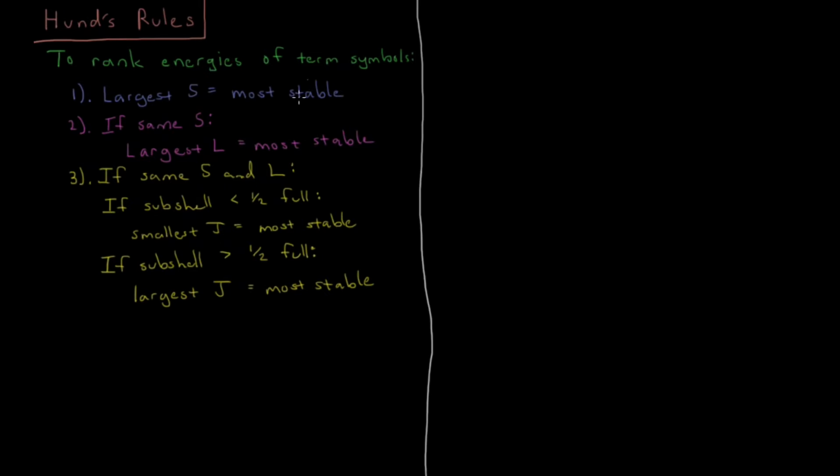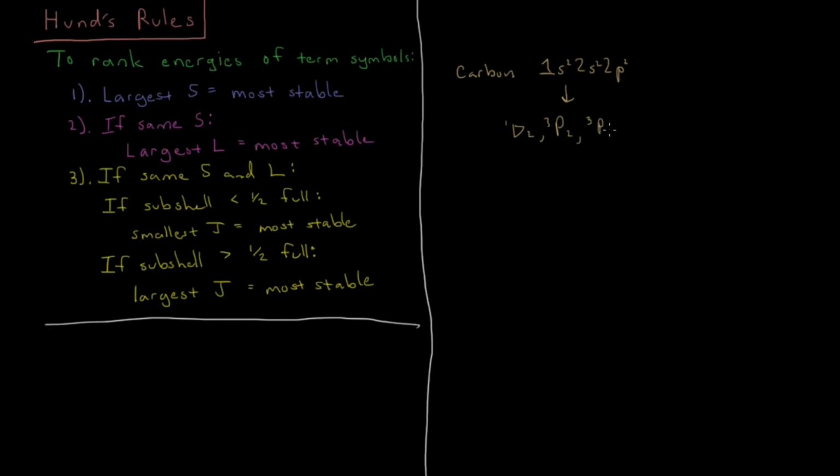Okay, so using these rules, let's look at the two examples that we did in the previous videos and rank the energy of those term symbols. So for a carbon atom in its ground state, the configuration was 1s2, 2s2, 2p2. That gave rise to the following set of term symbols. We had singlet D2, triplet P2, triplet P1, triplet P0, and singlet S0.